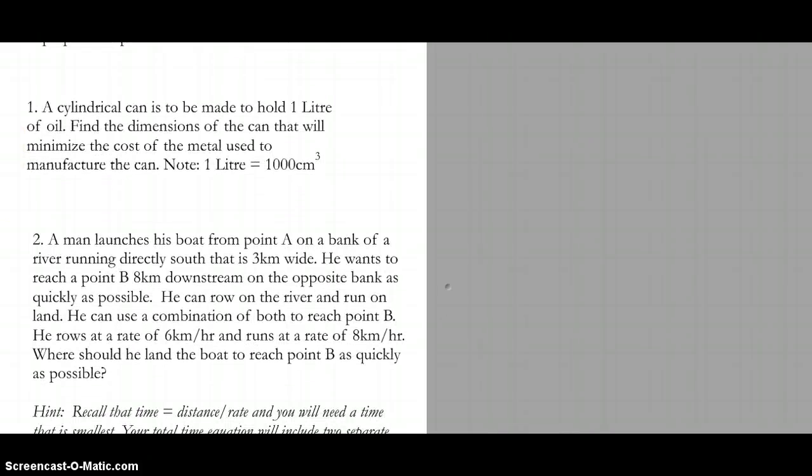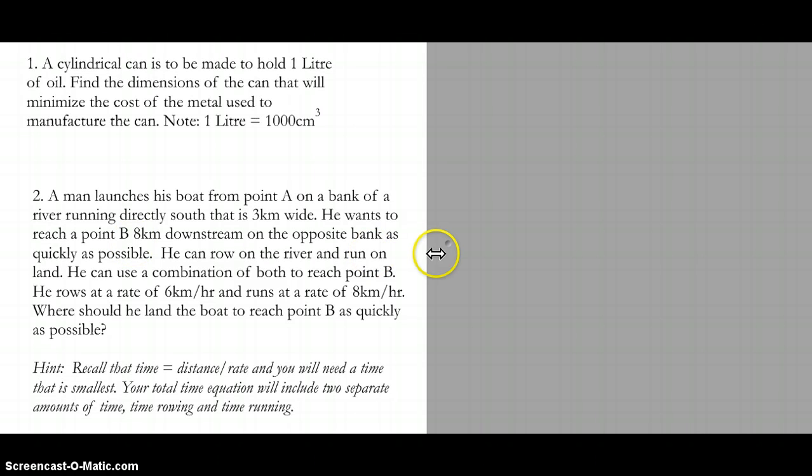So I have a couple of little hints for you here. For the cylindrical can, you just need to remember volume and surface area. The cost of metal is going to throw you off a little bit, but cost of metal to manufacture the can means that we're talking about how much metal. So if we're minimizing cost, we've got to minimize the metal, and that means surface area. So we are dealing with volume. They've given us information about that, but they're asking me to minimize surface area.